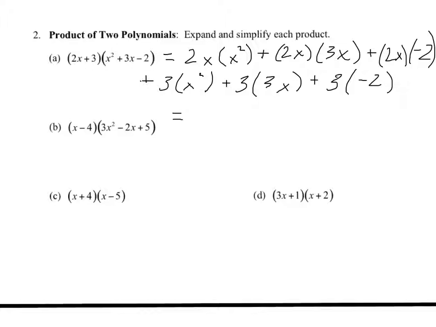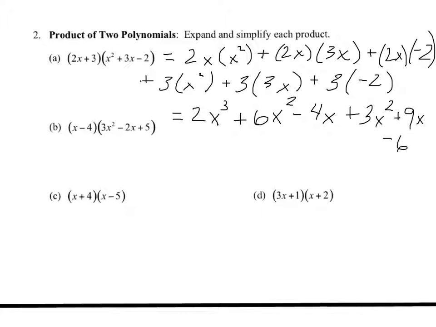And so the 2x times the x squared, when you multiply the bases, you add the exponents. So 2 plus 1 will be x to the third. So I've got 2x to the third. And in the next term, I'm going to have 6x squared. And then 2 times negative 2 will give me negative 4, and then the x, negative 4x. Then I'll have 3x squared, again running out of room, my apologies, plus 9x, and then minus 6.